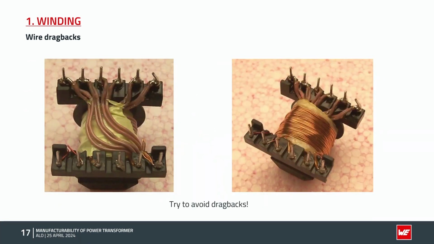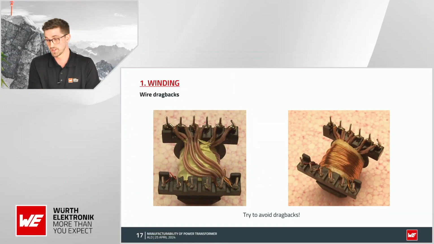Here we can see another example of a dragback that causes a huge bump on the transformer. This not only increased production cost due to increased manual work, but also caused the wire on top to interfere with the core, risking it to be scratched during core assembly. Moreover, coupling was affected, causing an increase in leakage inductance. We should avoid dragback as much as possible.